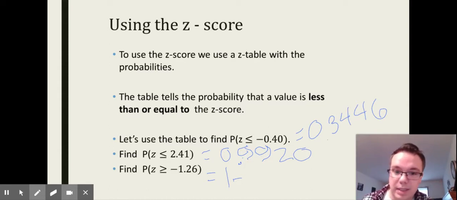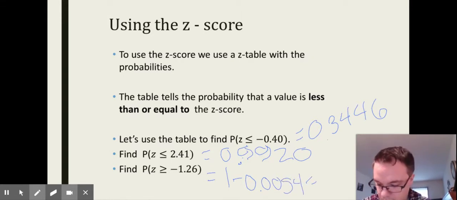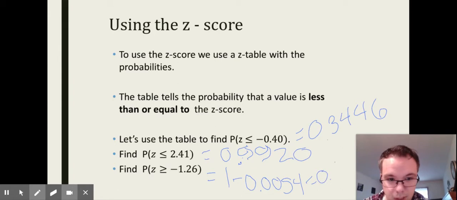So if we go back to the negative side and go to negative 1.2 and we go over to 0.06, the number we get is 0.0054. And if we do that subtraction, we will get 0.9892. All right.